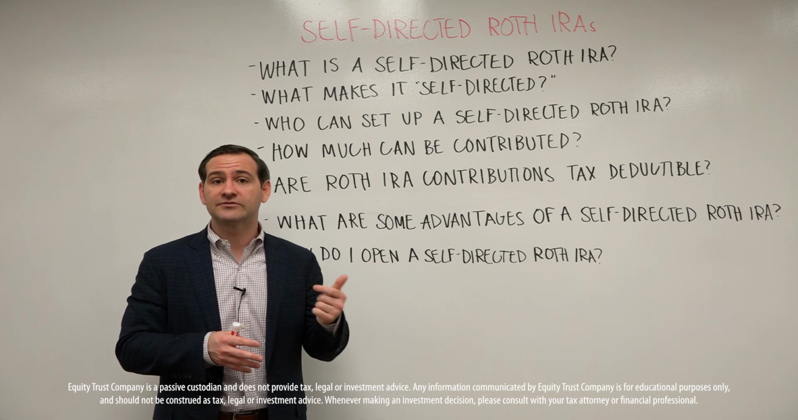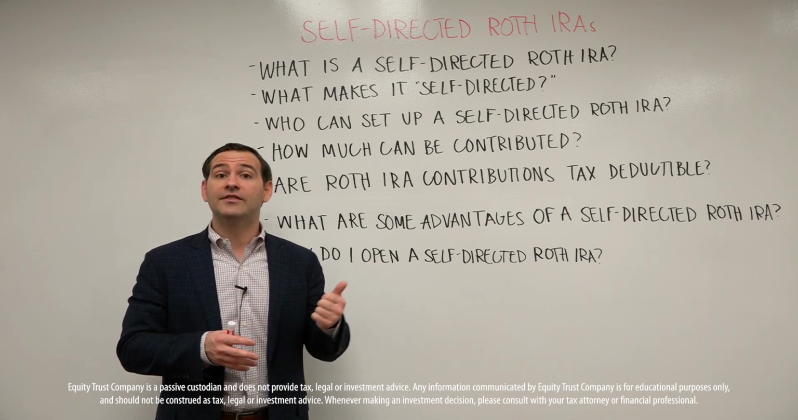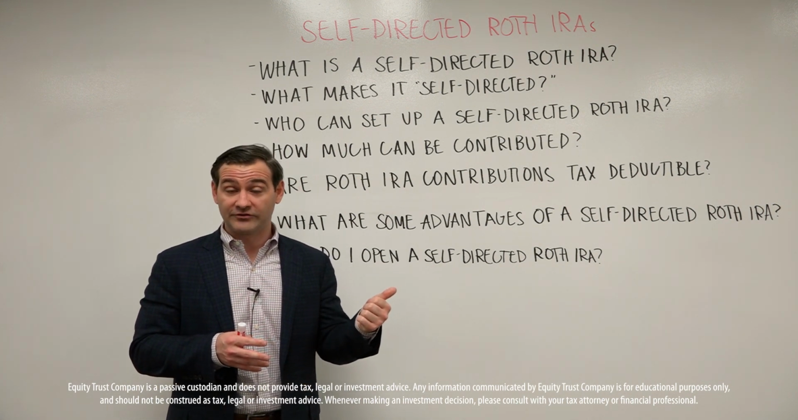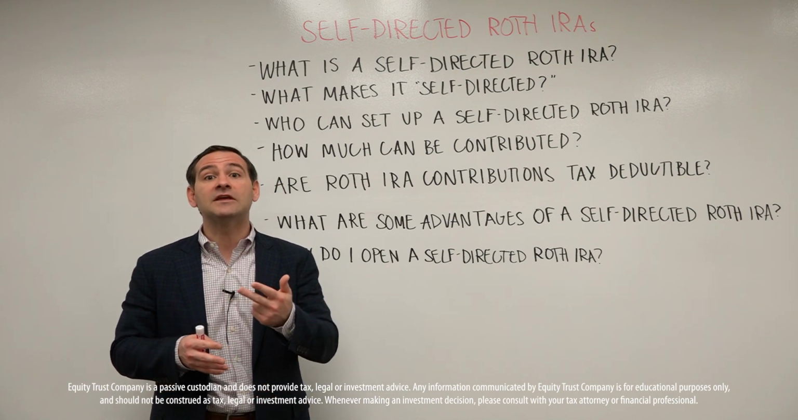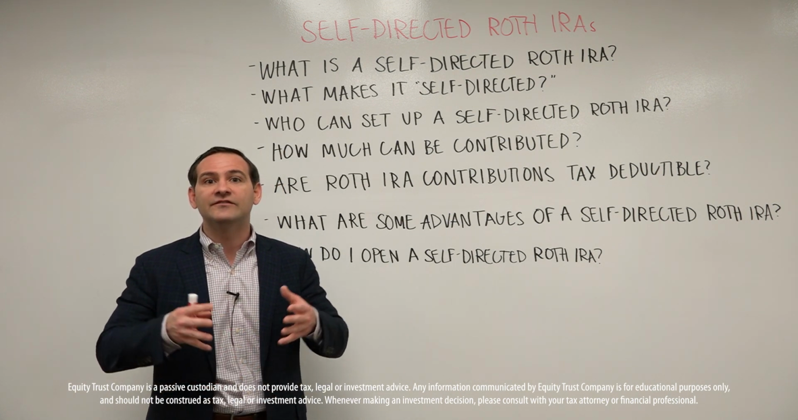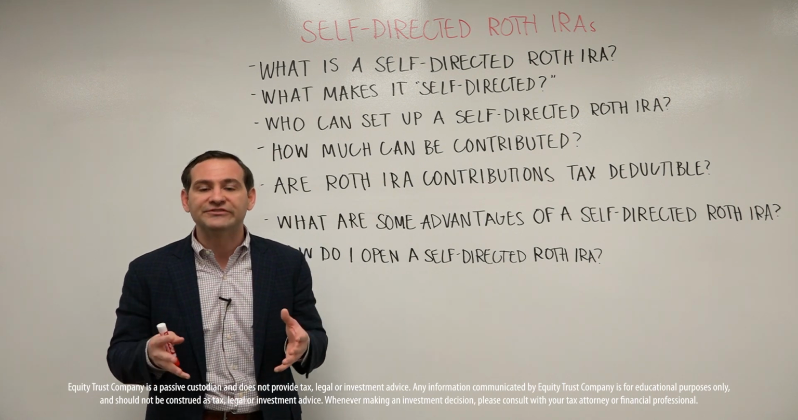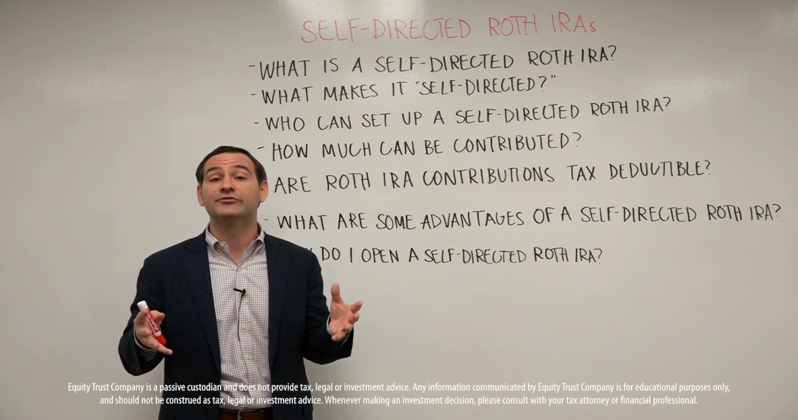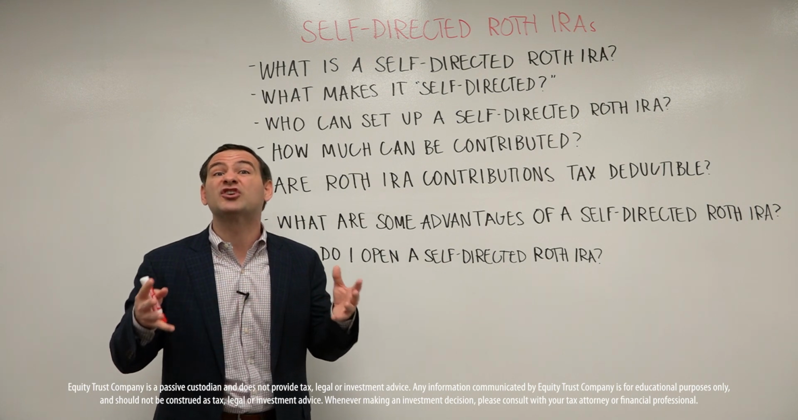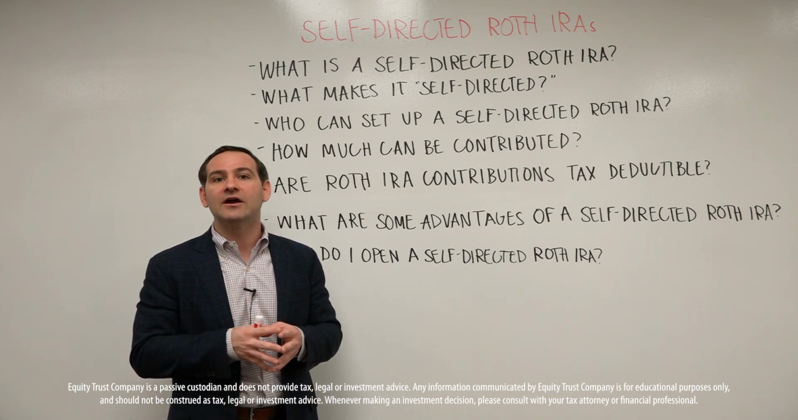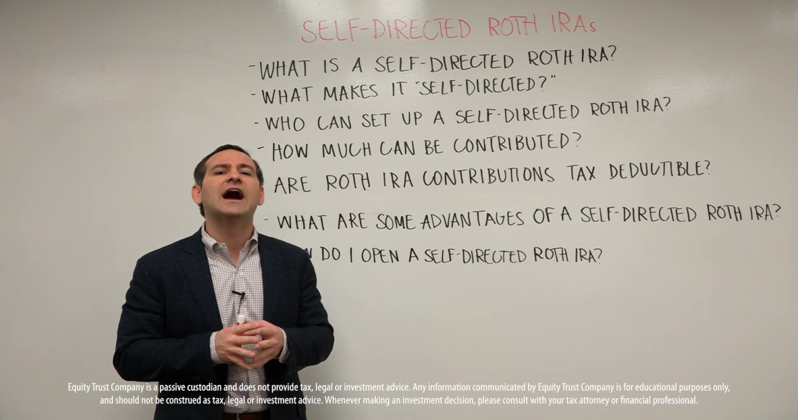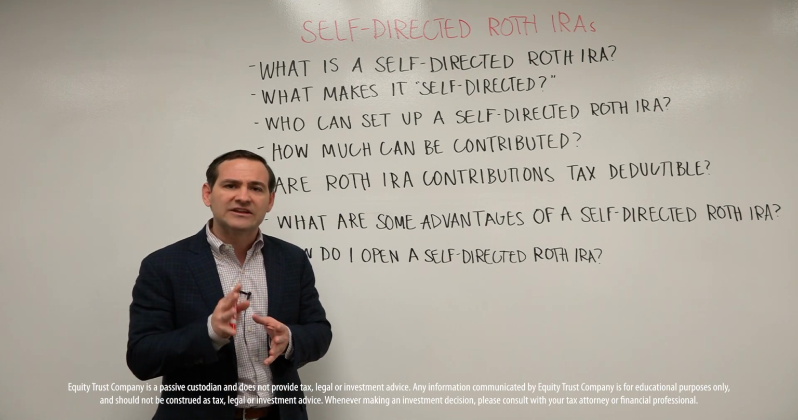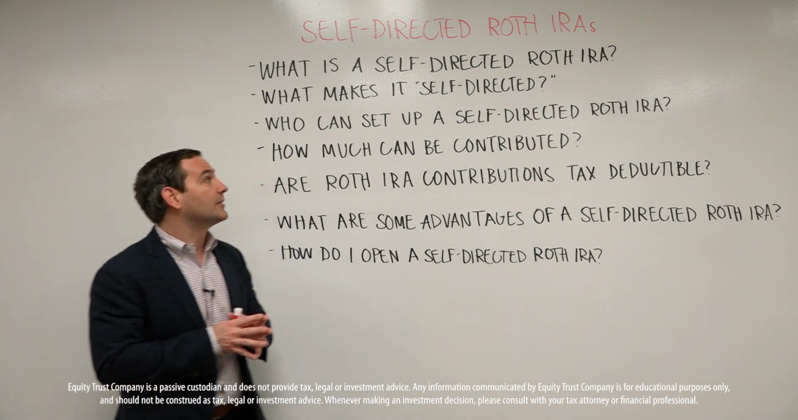That could be stocks, bonds, mutual funds. That could be, in the case of many of our Equity Trust clients, real estate, buying rental properties, flipping houses, making loans secured by real estate, investing in venture capital or small business startups, investing in precious metals, cryptocurrencies, digital currencies, if you will, in a wide array of other alternative investments. So again, self-directed Roth IRA means you can self-direct, you can take control of your own retirement plan.